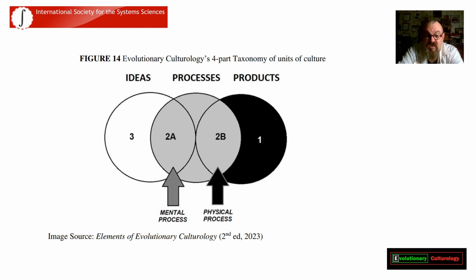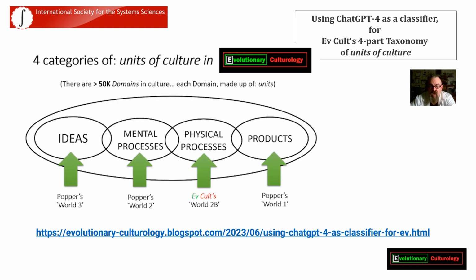And so there's figure 14 from the Narreme article, EvCult's 4-part taxonomy of all units of culture. So you've got ideas, mental processes, physical processes, and products, derived from Sir Karl Popper's 3 worlds theory. That's in the textbook, Elements of EvCult. So that's how we do it, using the EvCult lens. And so, yes, 4 categories of units of culture in EvCult.